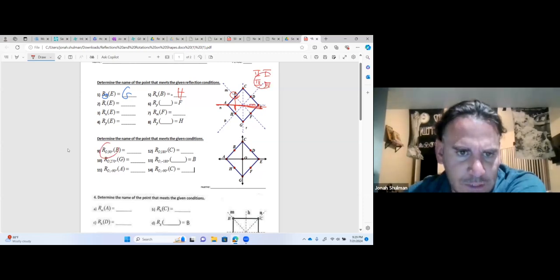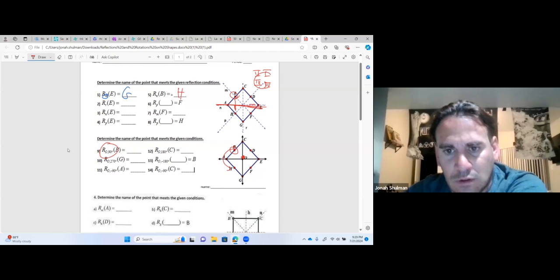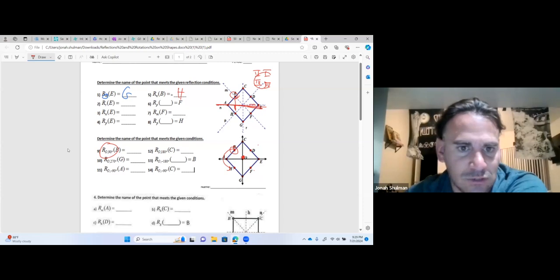So if we're rotating around the origin, we're starting with B and we're going 90 degrees. So this would be 90. This is 180. That's 270. 360 is back to B. So 90 degrees just puts us at H.